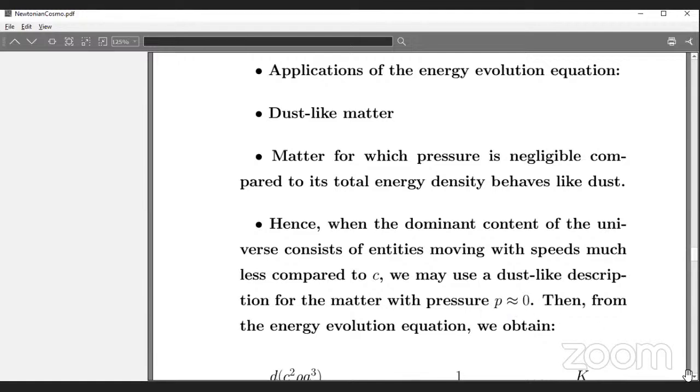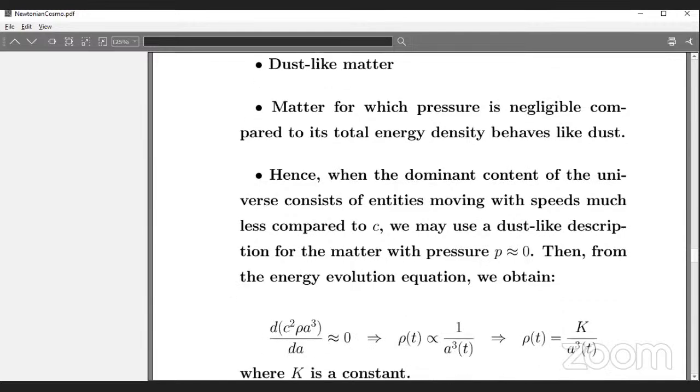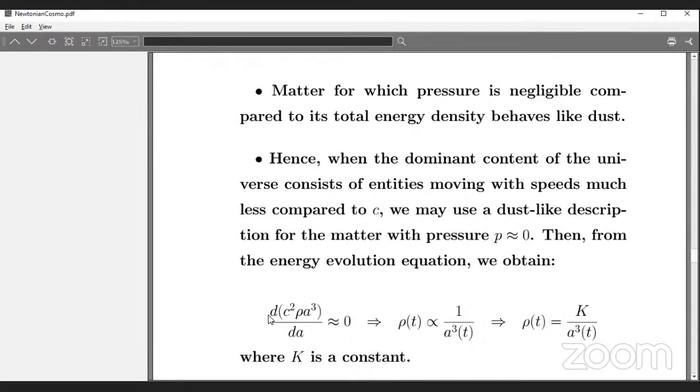If you set the pressure to be 0, then from our energy evolution equation, we get the equation d by da of c square into mass density times a cube is equal to 0. That means c square rho a cube is a constant. In other words, we get the important result that for dust-like matter, the mass density as the universe expands falls as 1 over the cube of the scale factor.